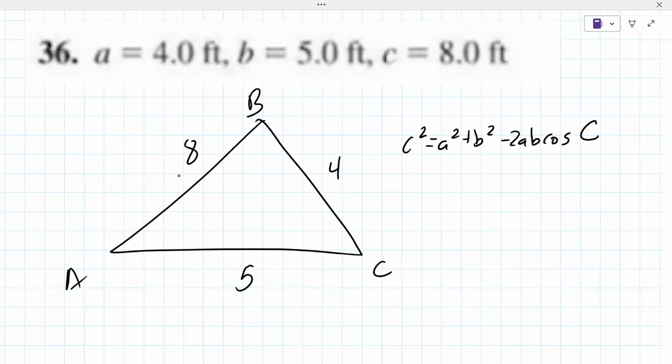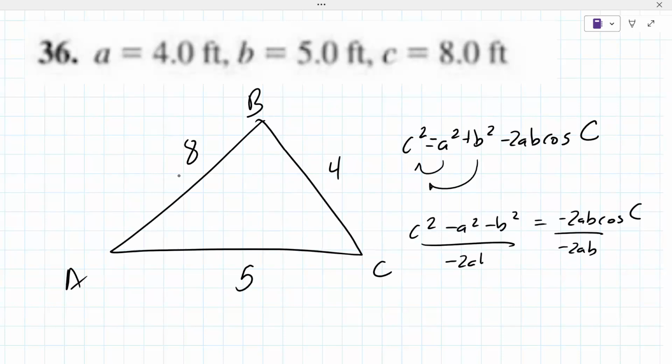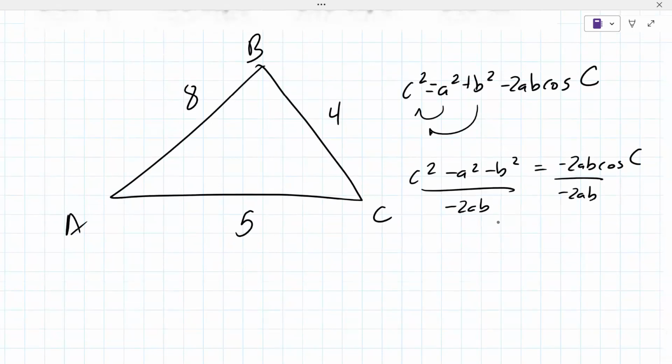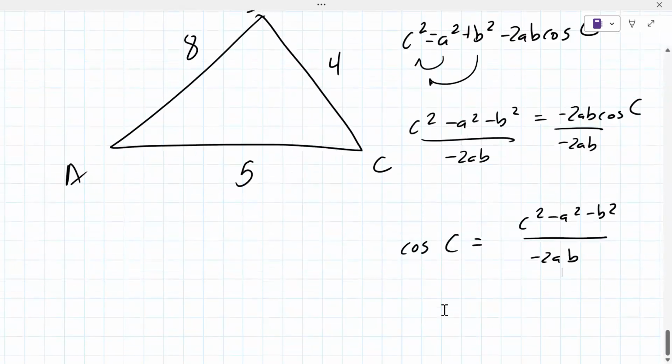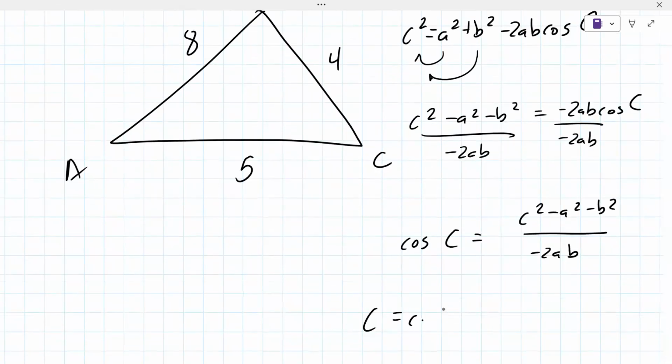You end up moving the a squareds over, the b squared over. And then you divide by the minus 2ab. Now you'll see in some textbooks they manipulate signs here, like they put the negative up here. It doesn't really matter if you do that or not. It's up to you. The calculator will handle all this, so you don't have to worry about that. And then the last thing is to take the cosine inverse.